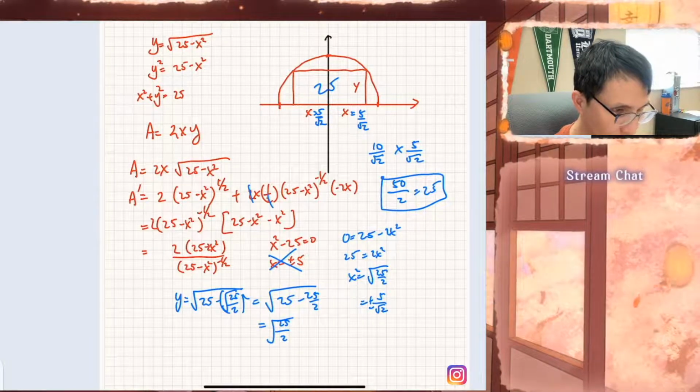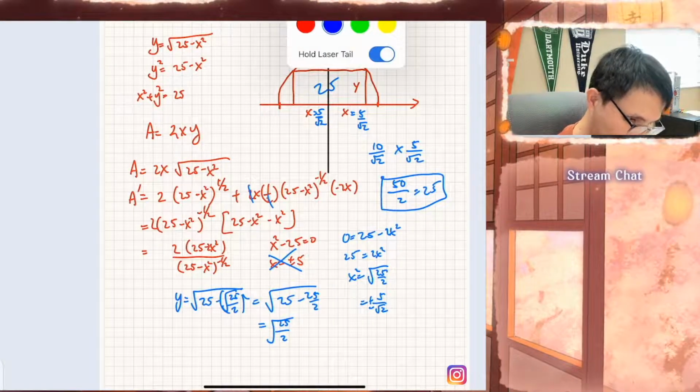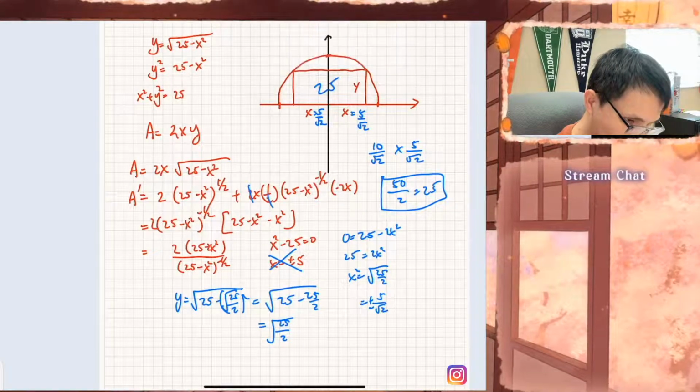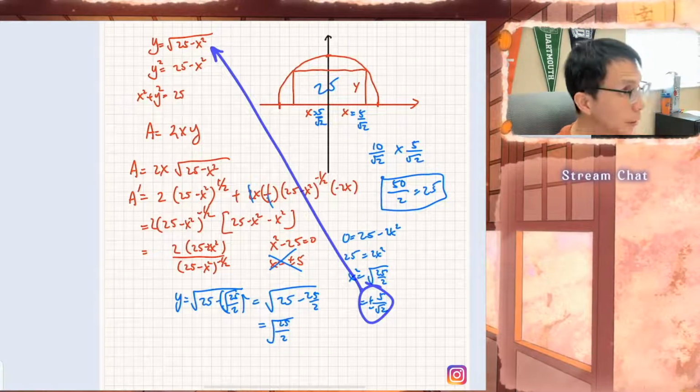There we go. So I'm assuming 25 over 2. Yep. Oh, never mind. You take this, plug it back in the original equation.